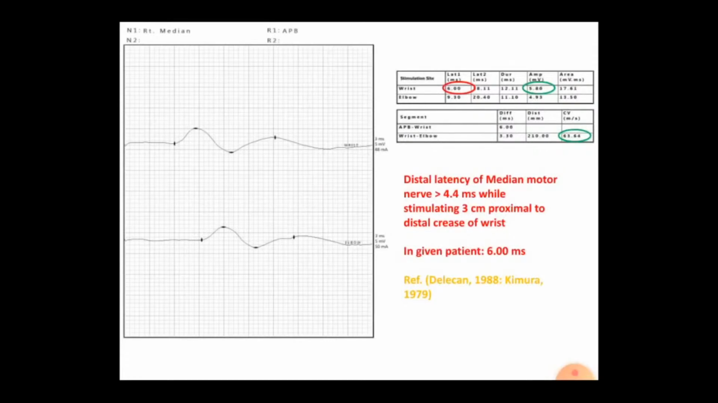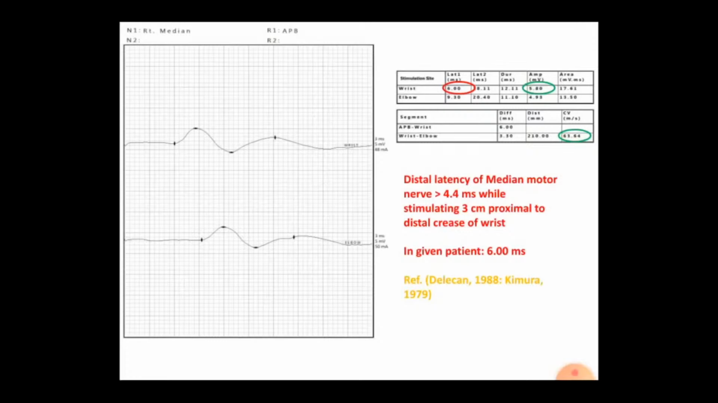As you can see, the latency is 6 millisecond. Ideally it should be less than 4.4 millisecond whenever you are stimulating 3 centimeter proximal to the distal crease of the wrist. Clear? So normally it should be less than 4.4 millisecond, but for carpal tunnel it should be more than 4.4 millisecond. So here we are getting 6 milliseconds, so definitely it is more than 4.4 millisecond. So it is suggestive of carpal tunnel syndrome.